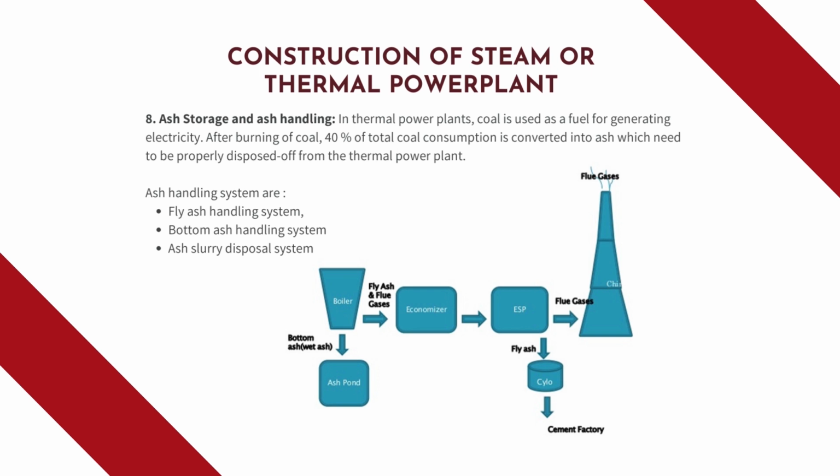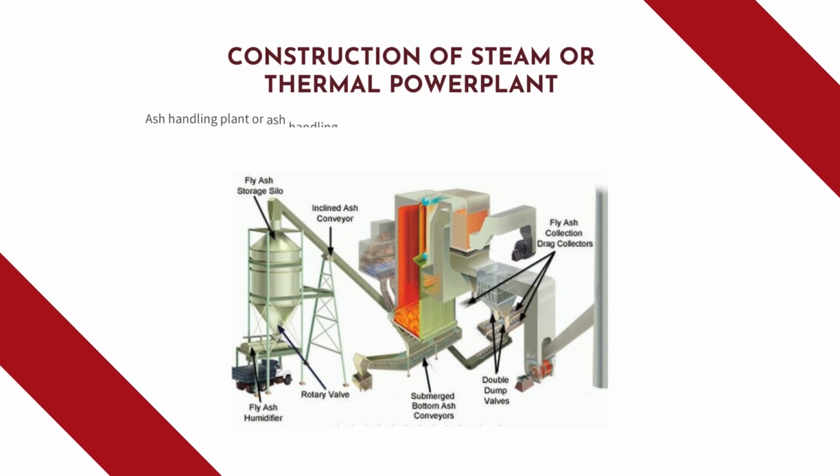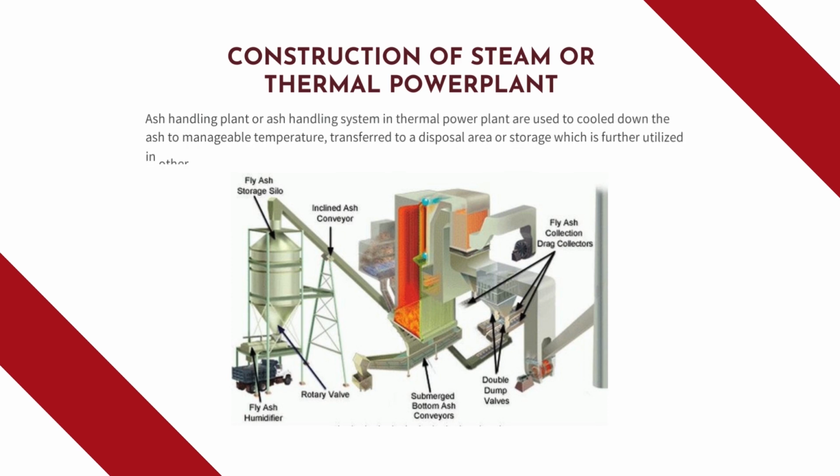So, here in this picture we can see the various components of the ash handling system. Ash handling plants in a thermal power plant are used to carry ash to a disposal area or storage, which is further utilized in other industries. In this picture we can see the circulation of fly ash.